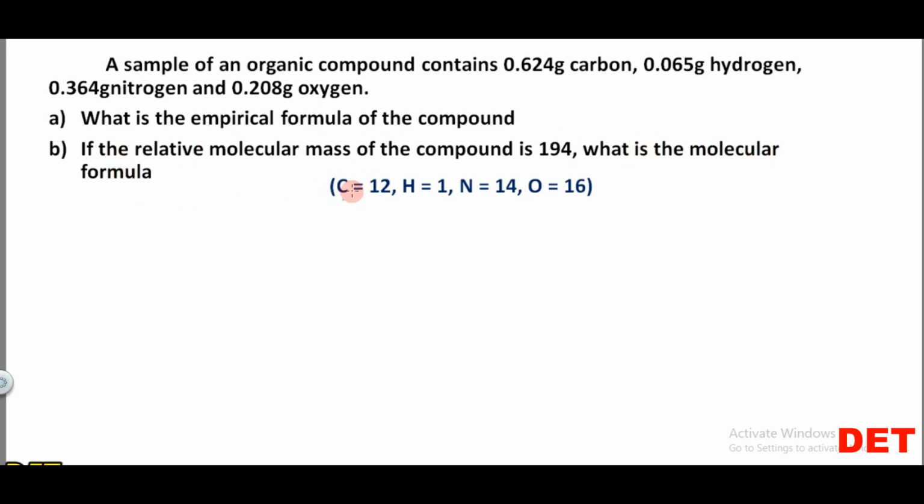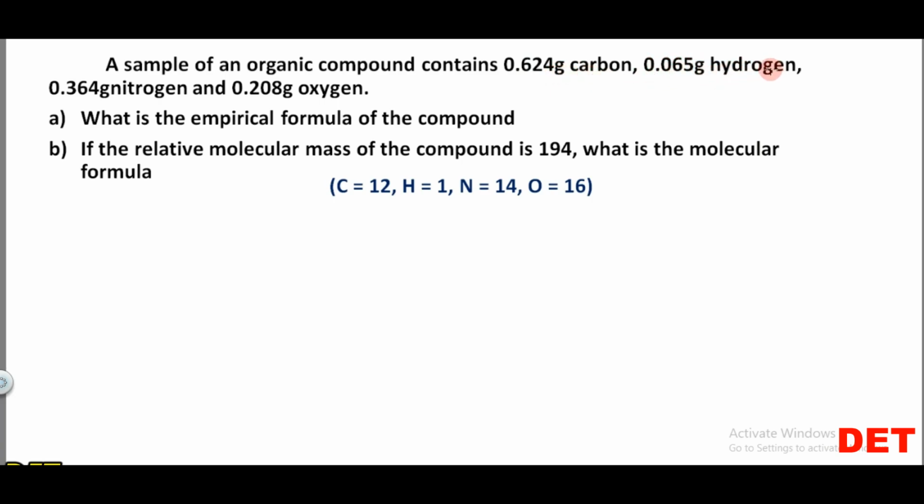So we're given the relative atomic mass of carbon to be 12, the relative atomic mass of hydrogen to be 1, the relative atomic mass of nitrogen to be 14, and that of oxygen to be 16.